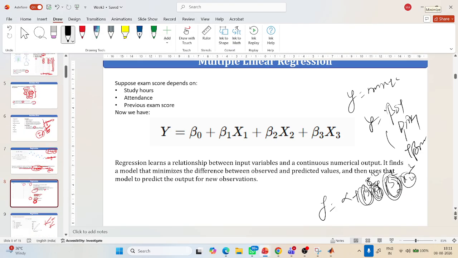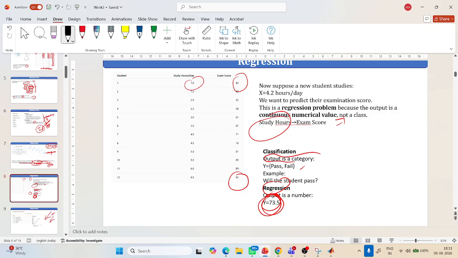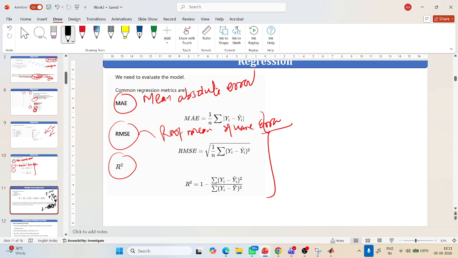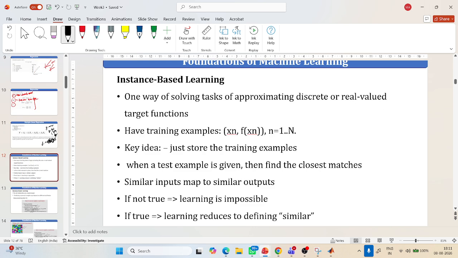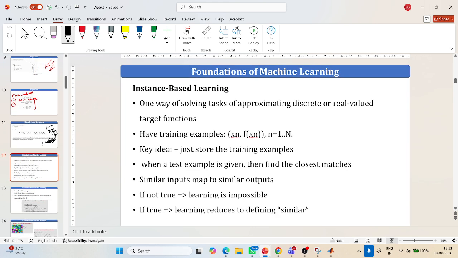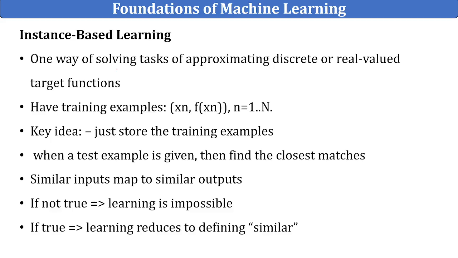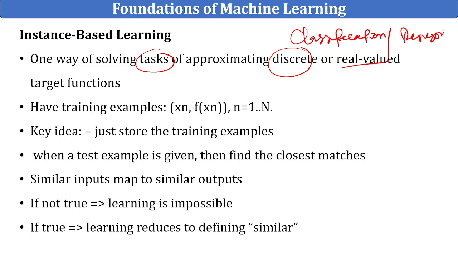Now we'll go on to features. Again, we have seen instance-based learning in the last class. One way to solve the task of approximation is with either discrete or real-valued target functions, so it's either classification or maybe regression.